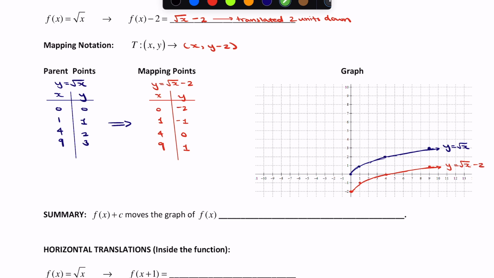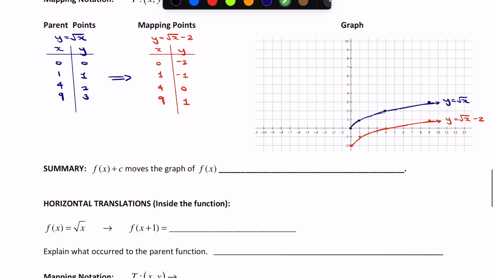And so if we look at a summary here, it says f of x plus c moves the graph of f of x up or down c units. So whatever the c value is, if it's positive, again, it moves it up. If it's negative, it moves it down.